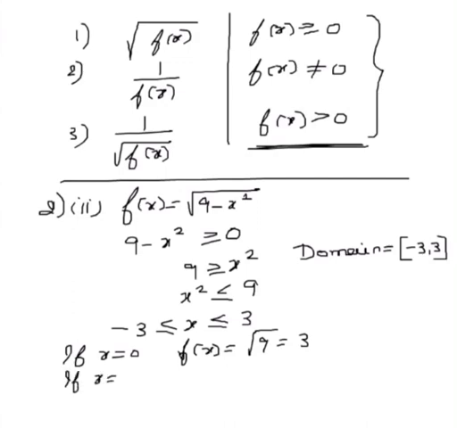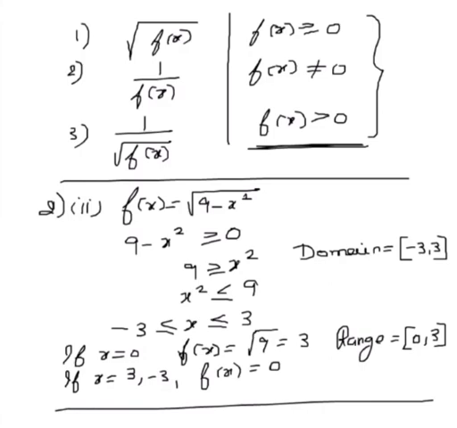If x is plus 3 or minus 3, you get the same answer, which is 0. Root 0 is 0. So for negative values also, x square is positive. Therefore, the range will be, it takes all real values between 0 and 3, including 0 and 3. This is the range. It is an important question.